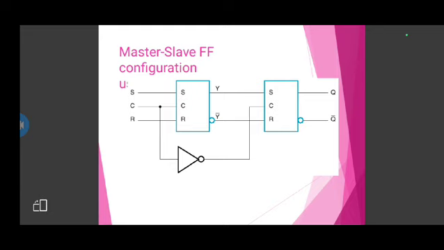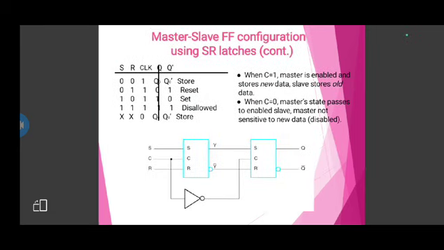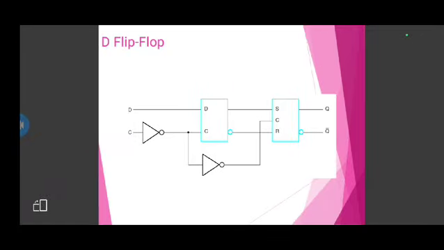Under this, you can see the master-slave configuration. This SR flip-flop will be used with an inverter, so that the connection is given from the clock pulse to the other clock pulse here. So you can see the clock variables. When the inputs are 0 0, it is store, 0 1 means reset, 1 0 means set, and 1 1 means disallowed. When C equals 1, master is enabled and it stores the new data, and slave stores the old data. When C equals 0, the master is disabled and is not sensitive to the new data. So you can see here the flip-flops.